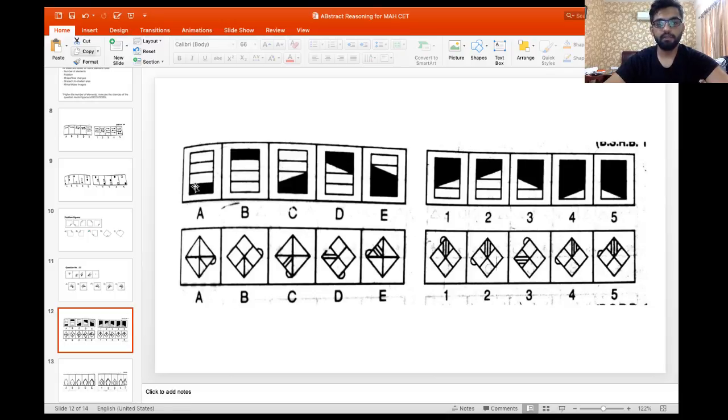चलिए ऊपर वाला देखेंगे पहले. A, B, C, D, E. There is one big rectangle. Inside there are 4 small rectangles. सबसे नीचे वाला is shaded. B में क्या हो रहा है? सबसे ऊपर वाला is shaded now. Right? C में क्या हो रहा है? नीचे वाला पूरा shaded है और नीचे से second वाला half shaded है.